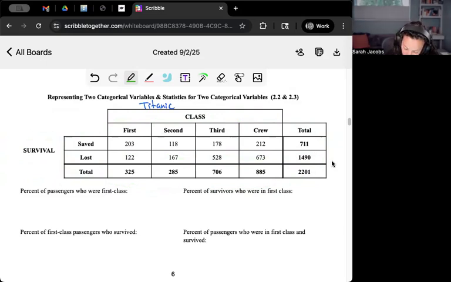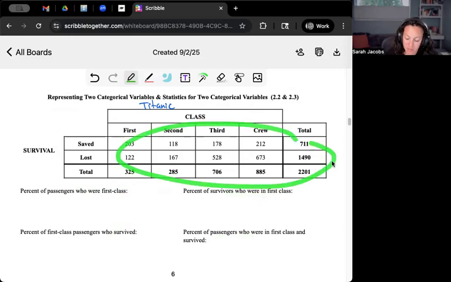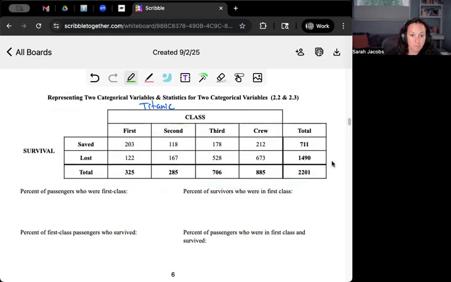Okay, so we're going to look at a few different types of information that we can get from a table like this. And frankly, you've done a lot of this in math too already. So keep that in mind.